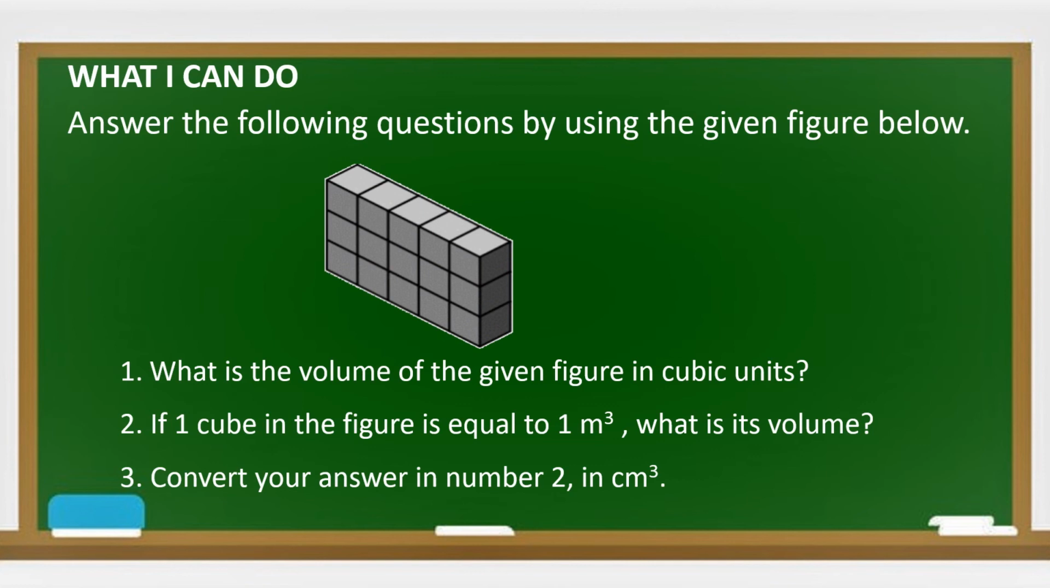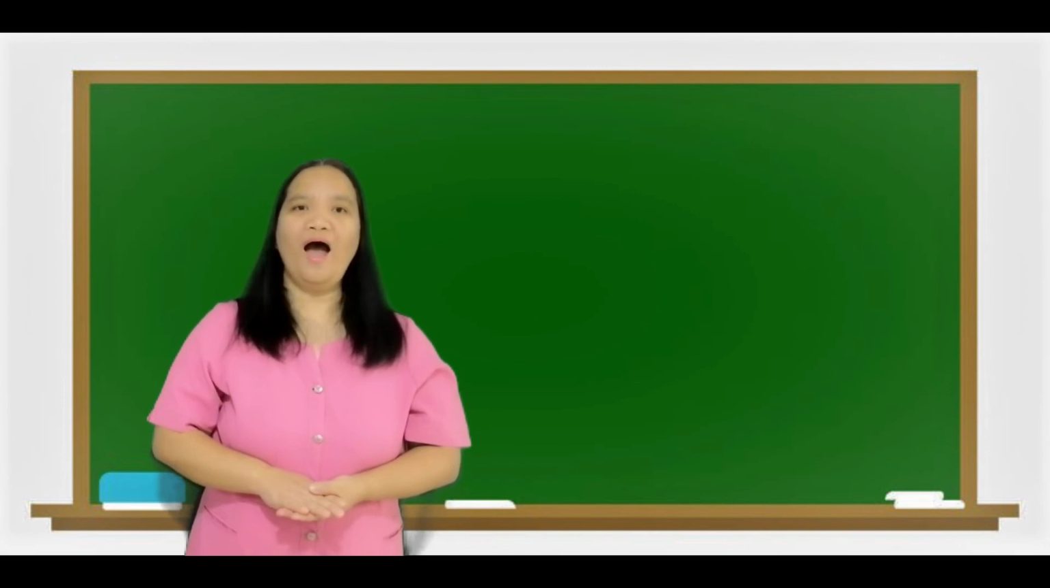Check your answers now in what I can do. Number 1, 15. Number 2, 15 cubic meters. Number 3, 15 million cubic centimeters. Wow! You're almost finished answering the module. For those with mistakes, go back and review your solutions and answers.